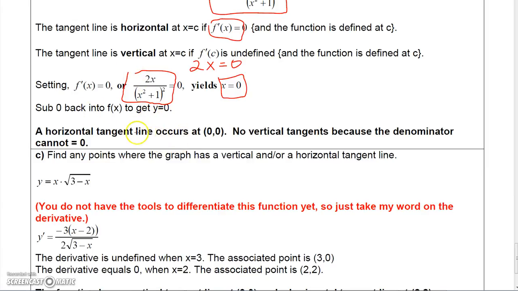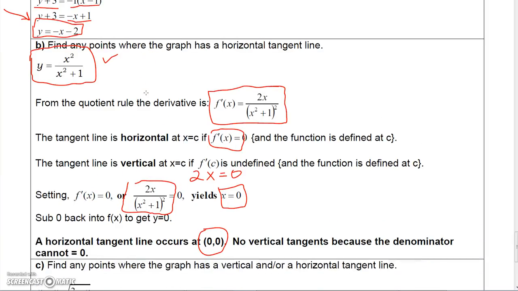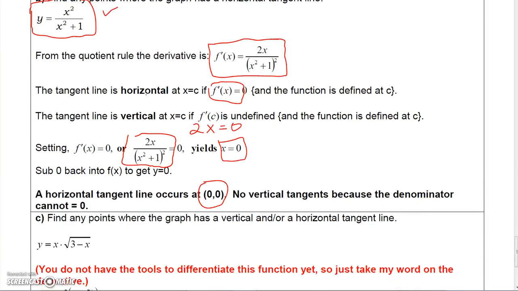So a horizontal tangent line occurs on the graph given at the point (0, 0). And again, I challenge you to graph this and look at the point (0, 0) and see if you can see that you get a horizontal tangent line there.